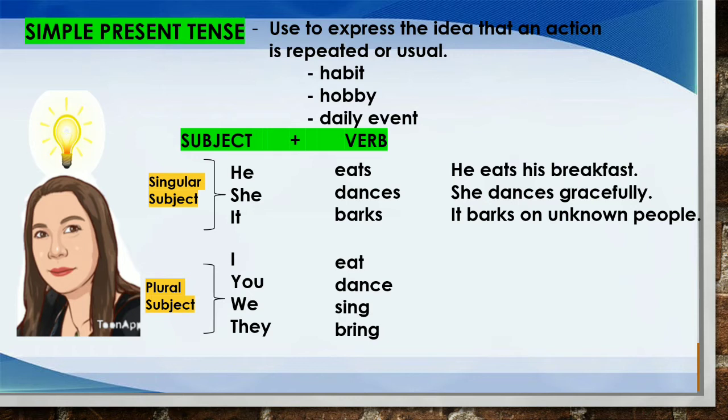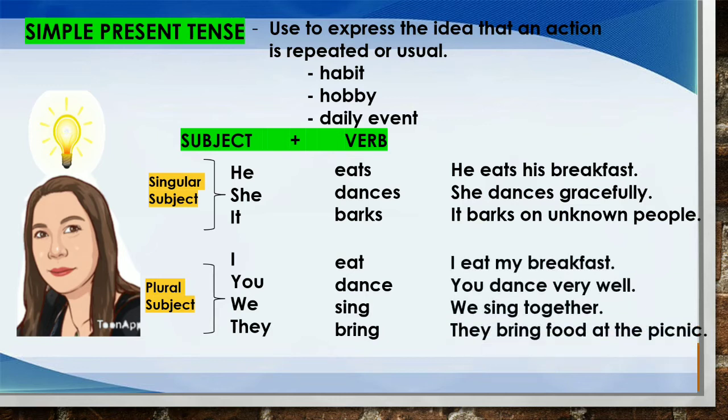Let us use it in a sentence. I eat my breakfast. You dance very well. We sing together. They bring food at the picnic. So, try to analyze the uses of a subject in a singular form and a verb in a singular form, and a plural subject and a plural verb.